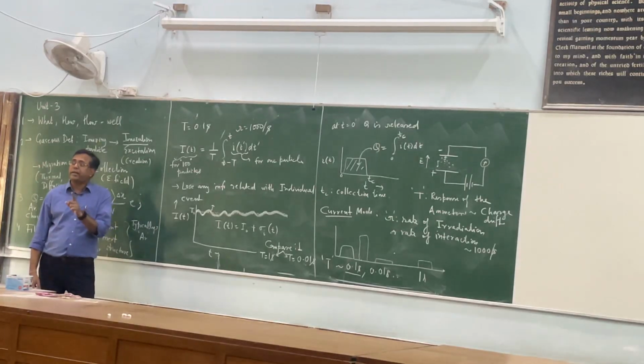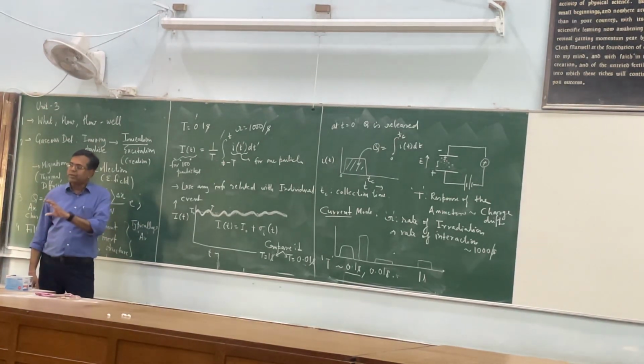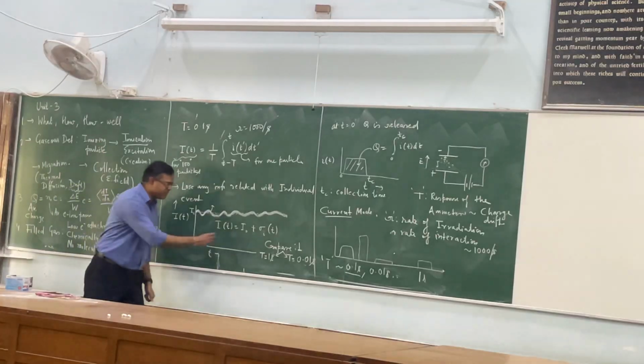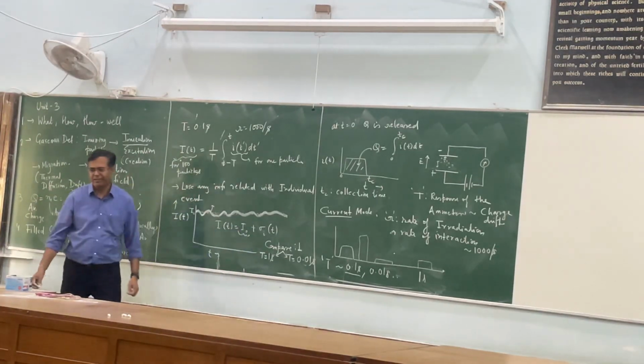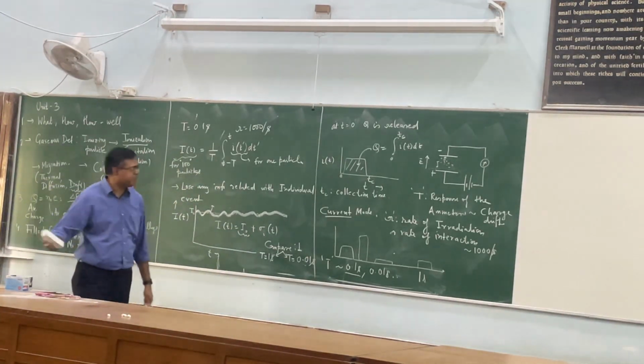The average current should be related to the average charge which is created. But for charge and current, there has to be some formula which relates them. So, what will this I naught be? What will this I naught be?